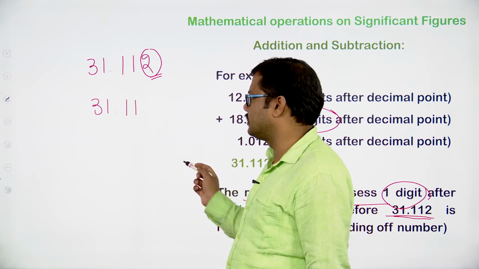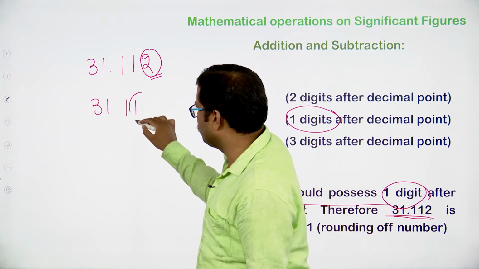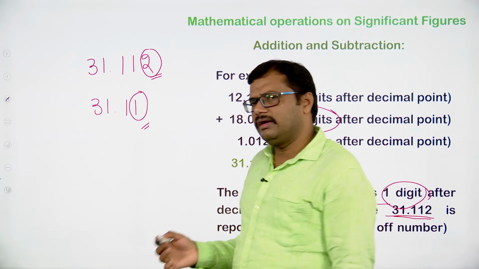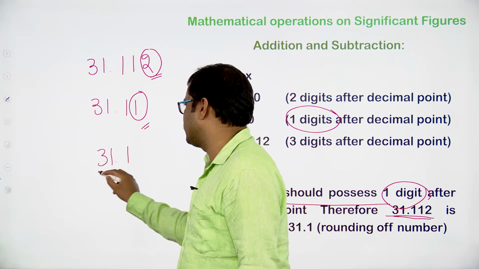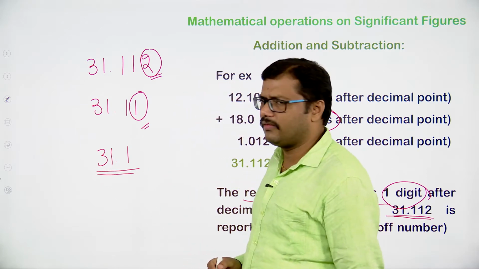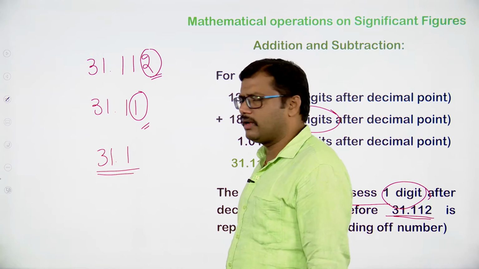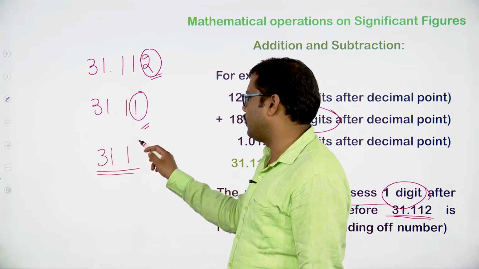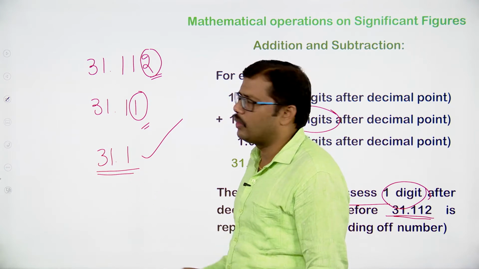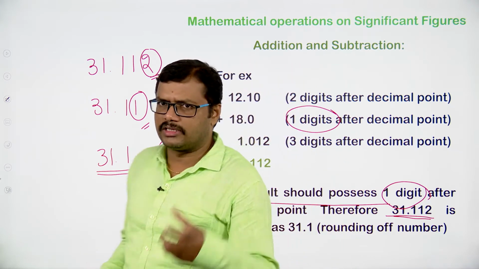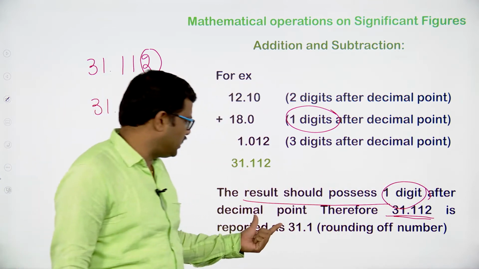And again here if you observe 31.11, we have 2 digits. But what should be the result? The result should contain only 1 digit after the decimal point. So I have to remove this one also. When 1 is less than 5, that can be removed without any change in the preceding number. So I can write 31.112, after rounding off to the required number of digits, as 31.1. So this should be the correct answer, because after the decimal point we have only 1 digit in the result. Okay. So therefore, the result should possess 1 digit after the decimal point.